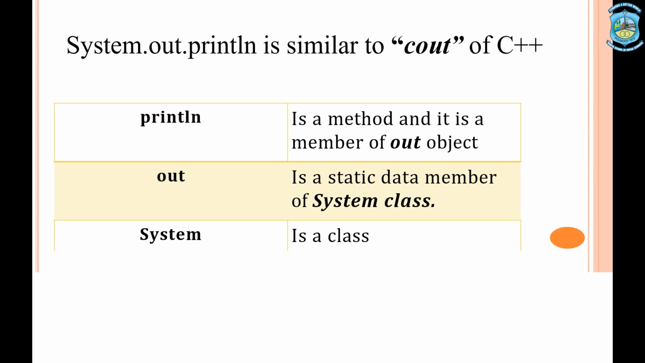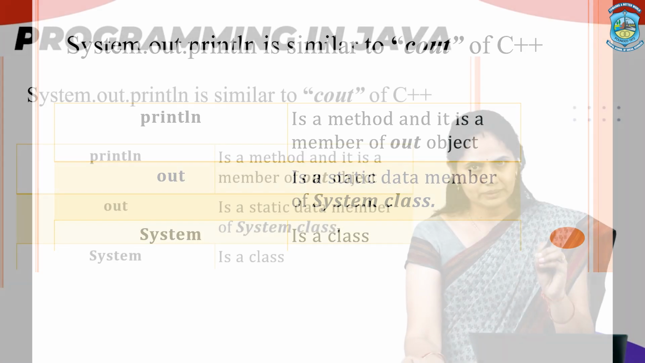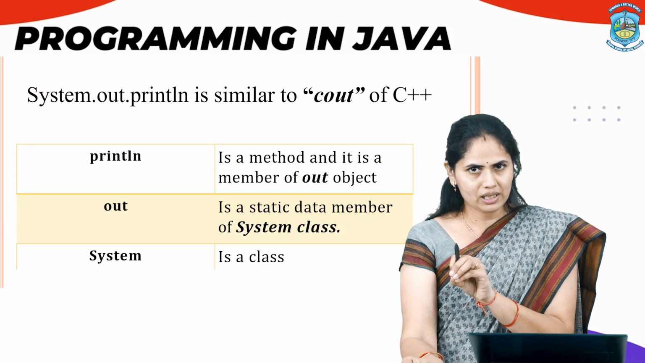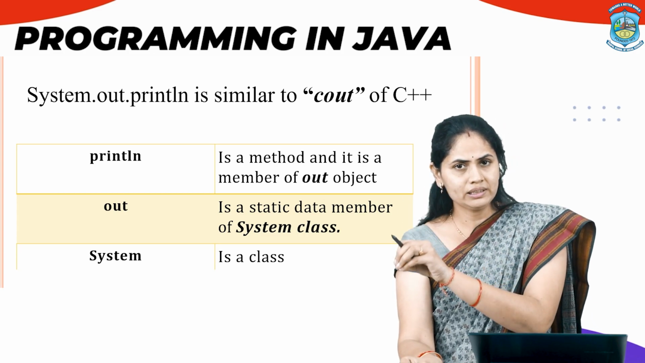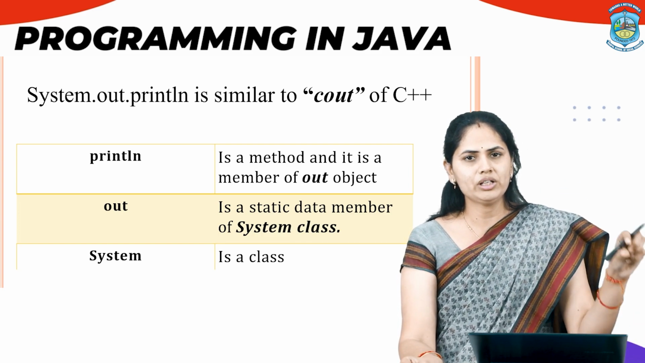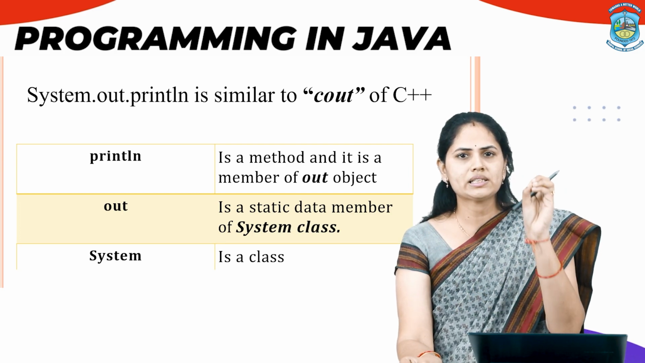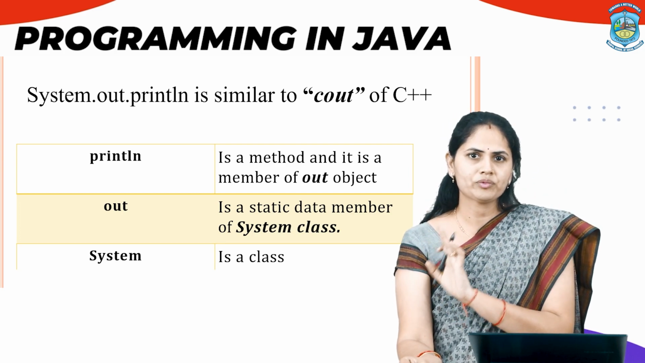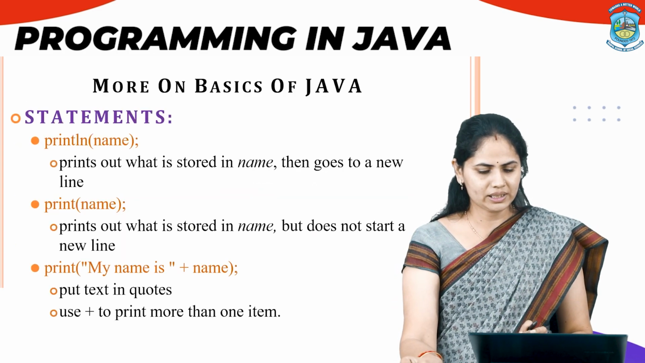Println is a method and it is a member of the out object. We can simply say that println is a function to print something on the screen. Out is a static data member of the System class. System is a class, and we can say out is an object of that class, and with that object we are accessing the print function. That is why whenever we need to print something in Java, we need to write these three words together: System.out.print or println.